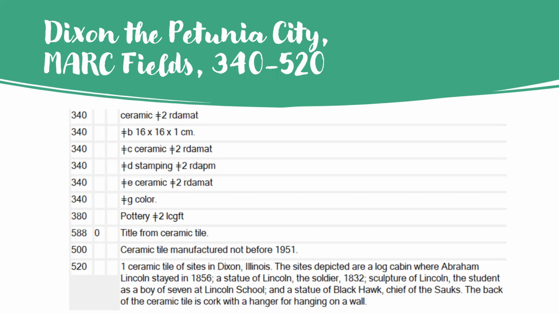And then from the 588 field, the source of description note, we learned that the title is from the ceramic tile. And the 500 field general note informs us that the ceramic tile was not manufactured before 1951. And then the 520 field summary, etc., describes the ceramic tile itself. And it tells us that it's one ceramic tile of sites in Dixon, Illinois. The sites depicted are a log cabin where Abraham Lincoln stayed in 1856, a statue of Lincoln the soldier in 1832, a sculpture of Lincoln the student as a boy of 7 at Lincoln School, and a statue of Black Hawk, chief of the Sox. In the back of the ceramic tile is cork with a hanger for hanging on a wall.